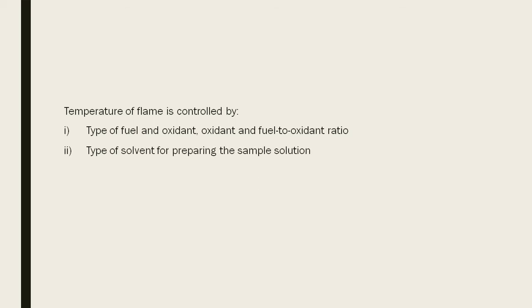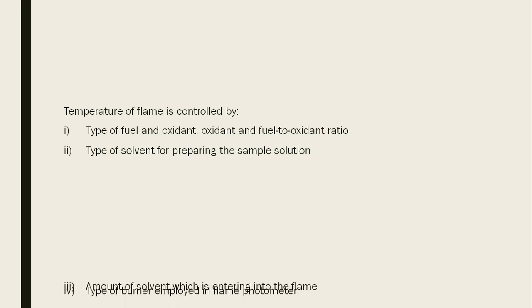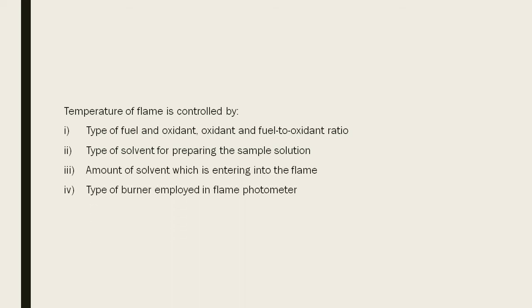The temperature of the flame is controlled by the type of fuel and oxidant, the fuel to oxidant ratio, the type of solvent for preparing the sample solution, the amount of solvent which enters into the flame, and the type of burner employed in the flame photometer. So all these factors are necessary to control the temperature of the flame.